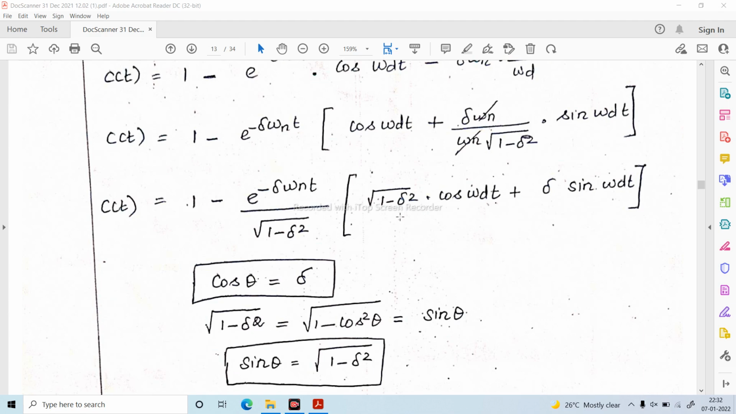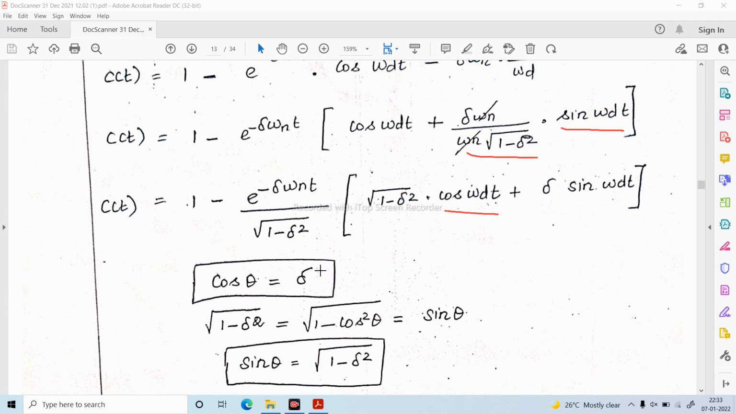So I have to substitute the value here. So finally I get c(t) is equal to 1 minus e power minus delta omega n t into cos omega d t plus delta omega n divided by omega n root of 1 minus delta square into sin omega d t. From this, take the LCM: root of 1 minus delta square into cos omega d t plus delta into sin omega d t.